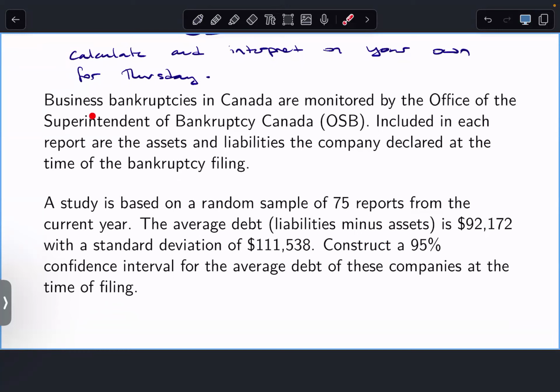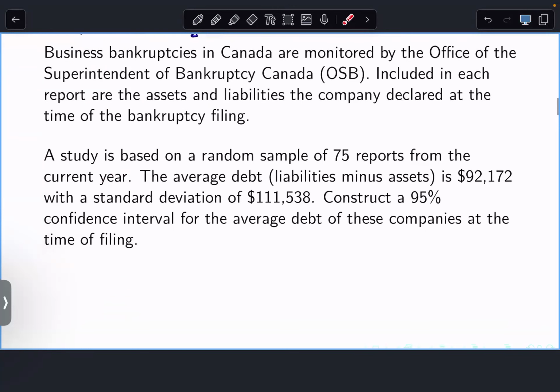Here we go. Business bankruptcies in Canada are monitored by the Office of the Superintendent of Bankruptcy Canada, OSB. Included in each report are the assets and the liabilities the company declared at the time of the bankruptcy filing. And so a study is based on a random sample. We love seeing that. Why? Because then we can assume that these reports are all independent of each other. That's a good thing, right? That's one of our conditions. And we also are given that n is 75 from the current year.